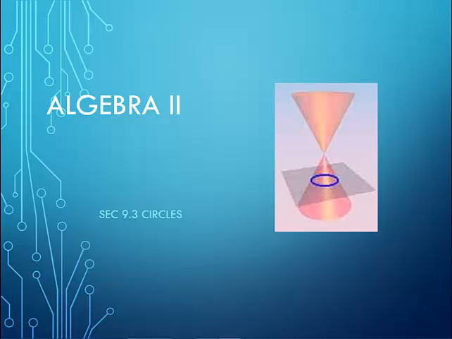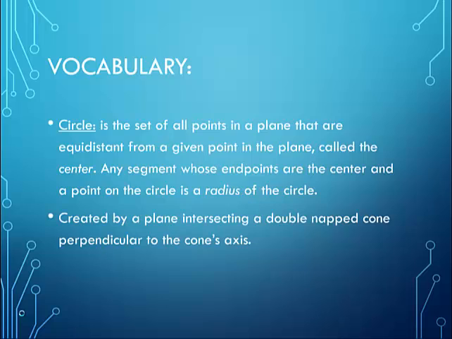Howdy. This video will focus on the conic section, circles. So, a circle is the set of all points in a plane that are equidistant from a given point in the plane called the center. Any segment whose endpoints are the center and a point on the circle is a radius of the circle. So, equidistance is very important, center as well as radius.